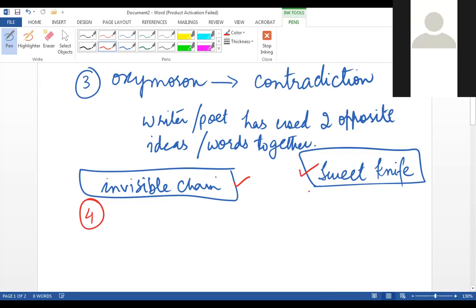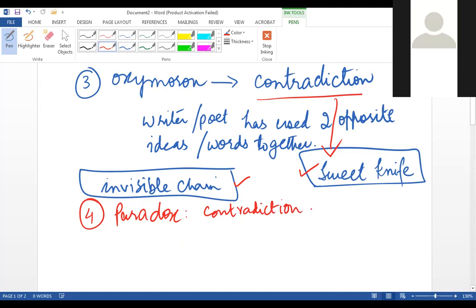So we have number 4, which is called a paradox. Okay, a paradox. Now, this contradiction exists in one expression. A paradox is basically a contradiction that is developed, a contradiction which develops or completes in a full way at the end of the text.